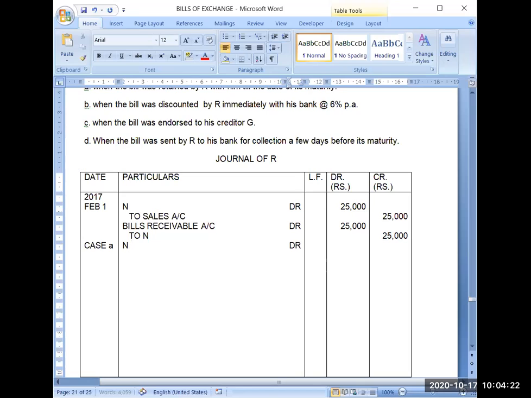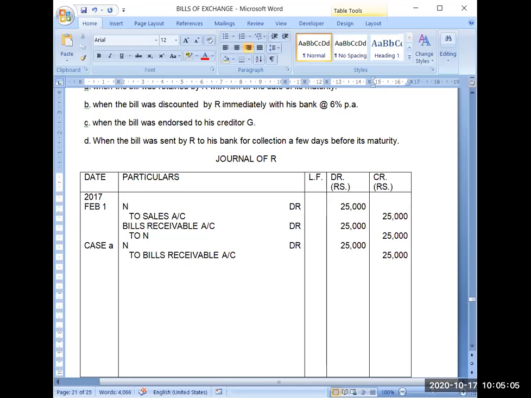N debit 25,000 to bills receivable account. So this entry has been done. Now N becomes the debtor and the value of bills receivable becomes 0.